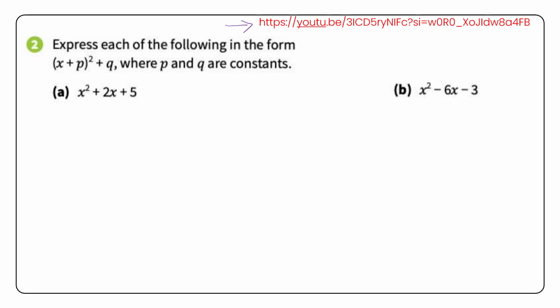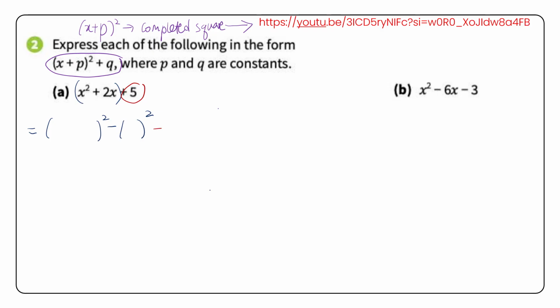Right, so the completed form after you have done completing the square will be in this format. So your (x + p) squared is a completed square. And then of course there'll be some other constant, which is represented by the letter q. So step number 1, we're going to complete the square for these two terms, x squared plus 2x. Just remember the steps: it's something squared minus something squared, and then plus your constant.